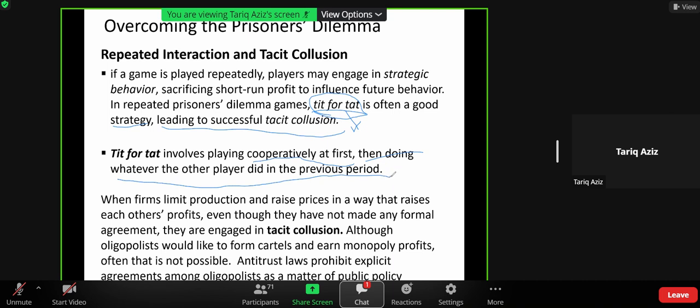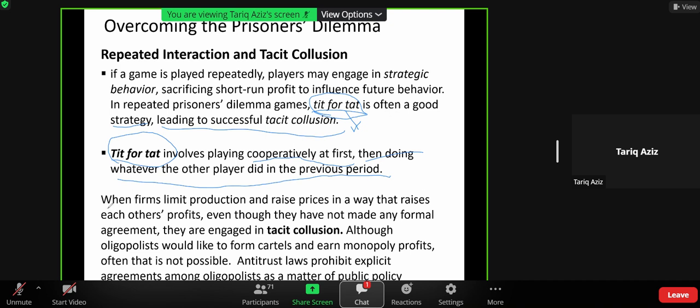So if our competitor, if our rival is not cooperating, then we will also not cooperate. And if the rival is cooperating, then we will cooperate. So this is called tit for tat. Tit for tat is a strategy in the case of an oligopoly market, in game theory.